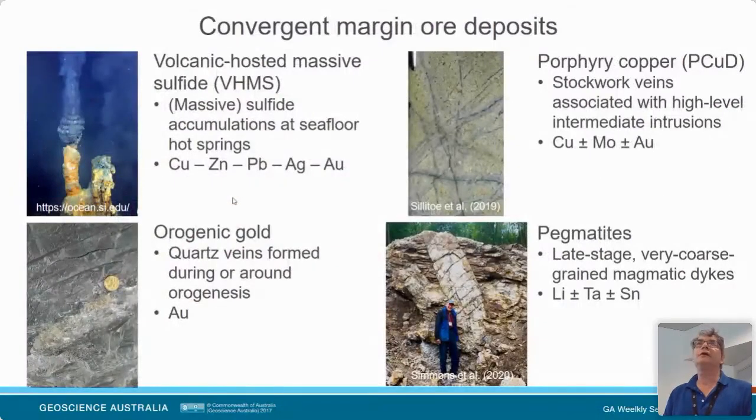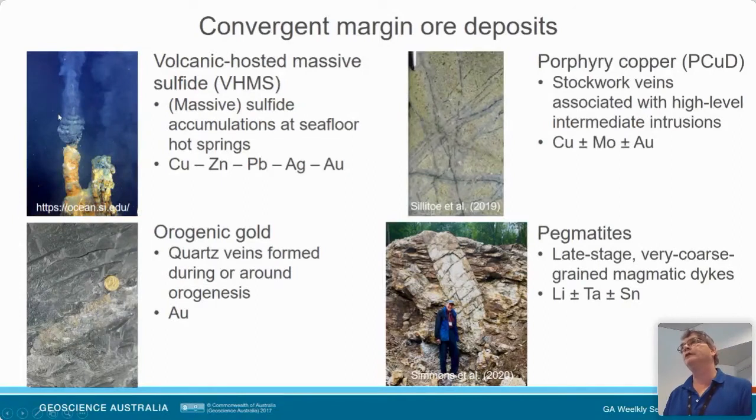The other thing we need to talk about is mineral deposits. This is basically economic geology 101, looking at convergent margin ore deposits. We're going to talk about four general types. We're going to talk about volcanic hosted massive sulfide deposits. And here we have a diagram of a modern Black Sea smoker.